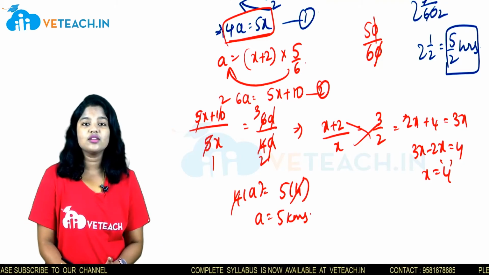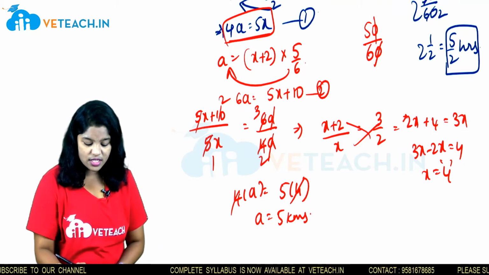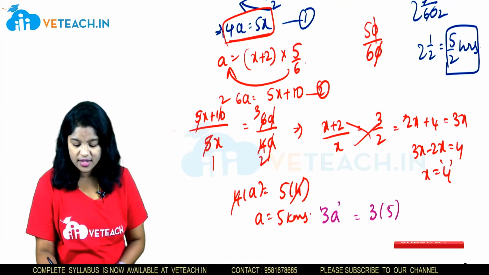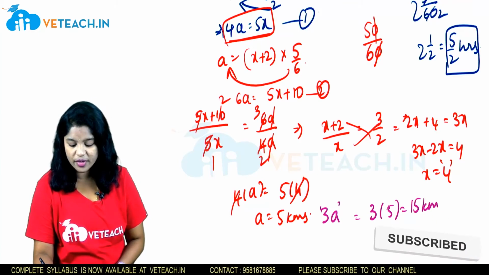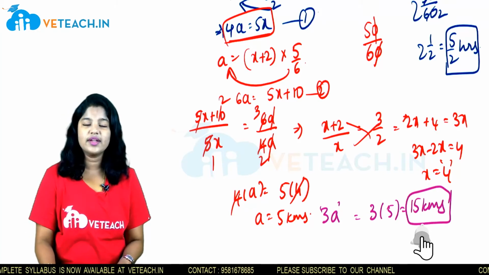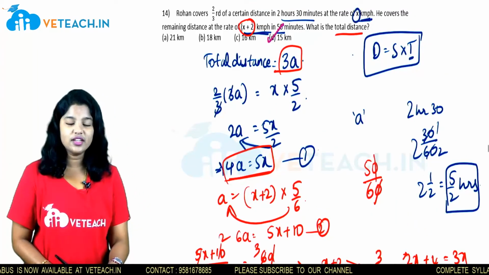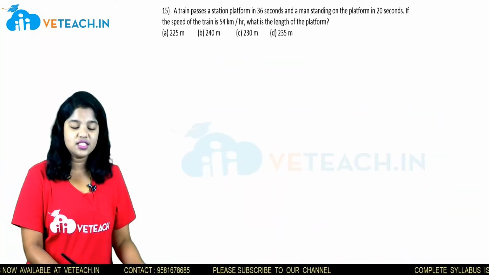They asked us to find out the total distance. The total distance we have treated as 3a units. So 3 into 5, that is nothing but 15 kilometers. So the total distance travelled is 15 kilometers. So option D, 15 kilometers, is our correct answer. Okay, now see the next question.